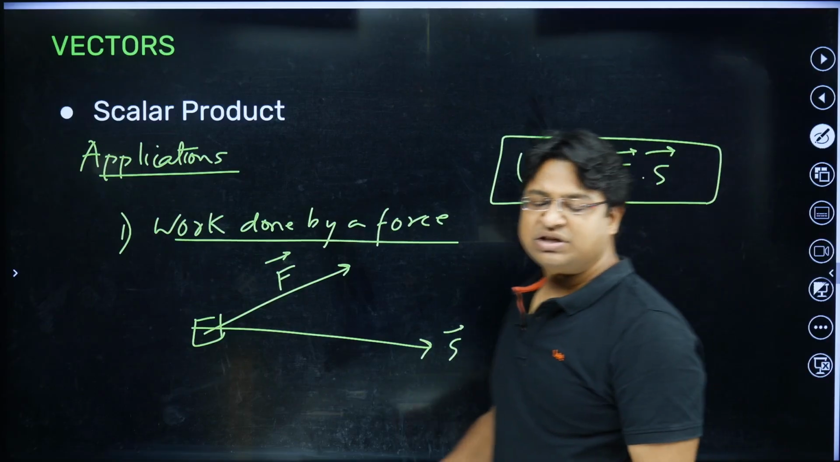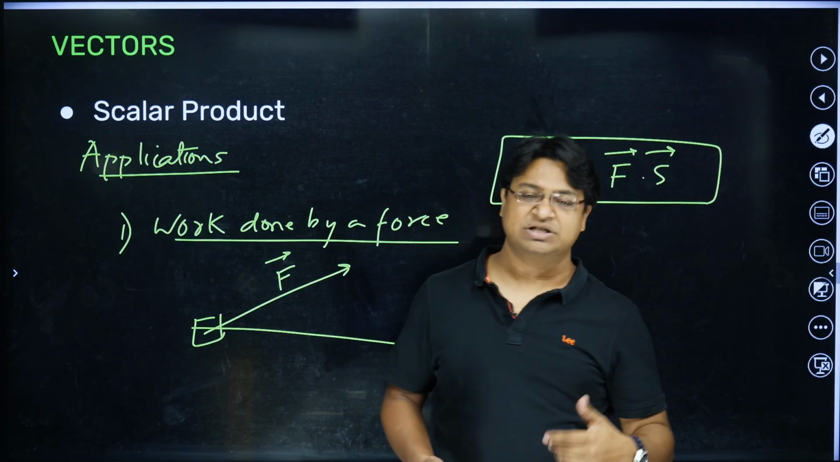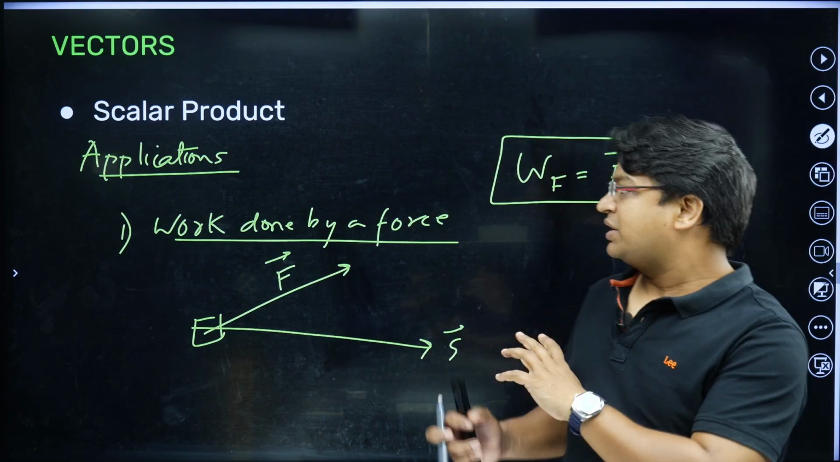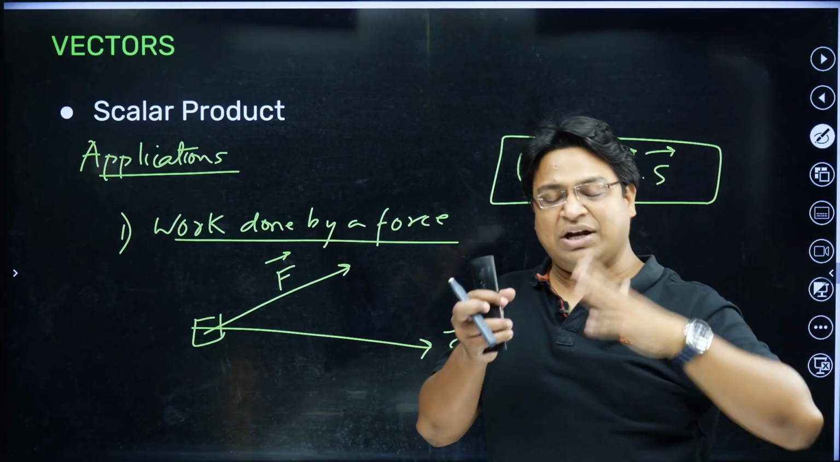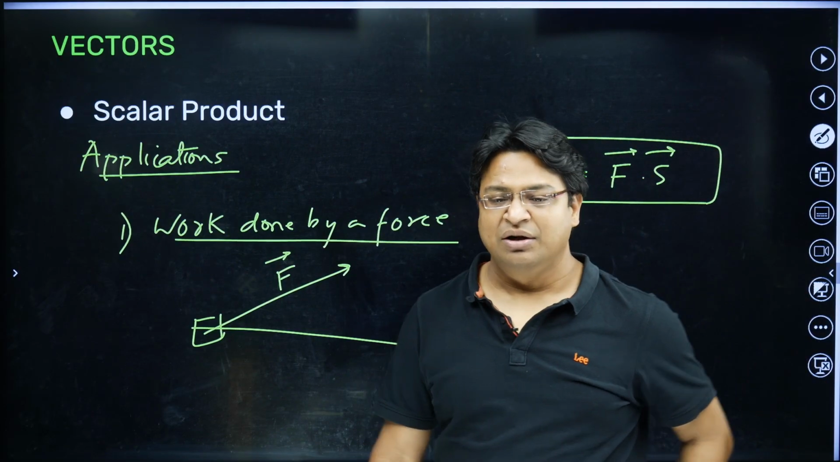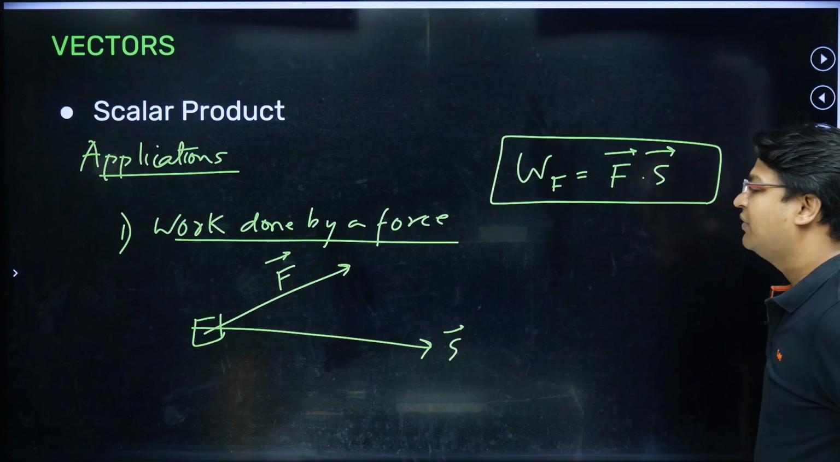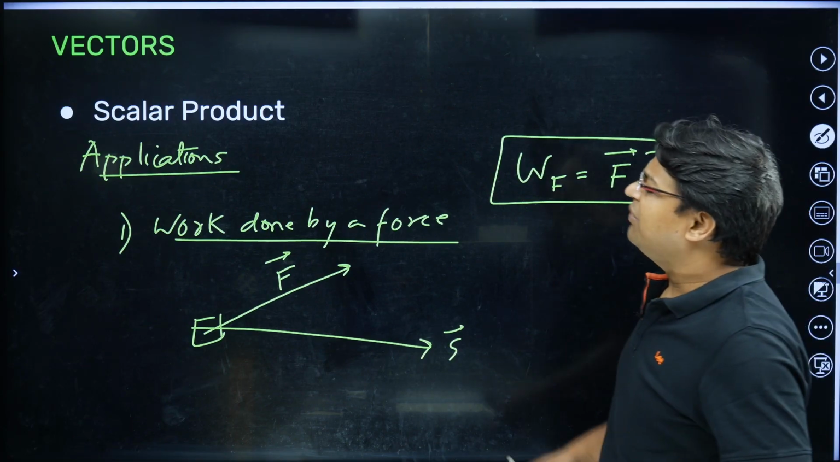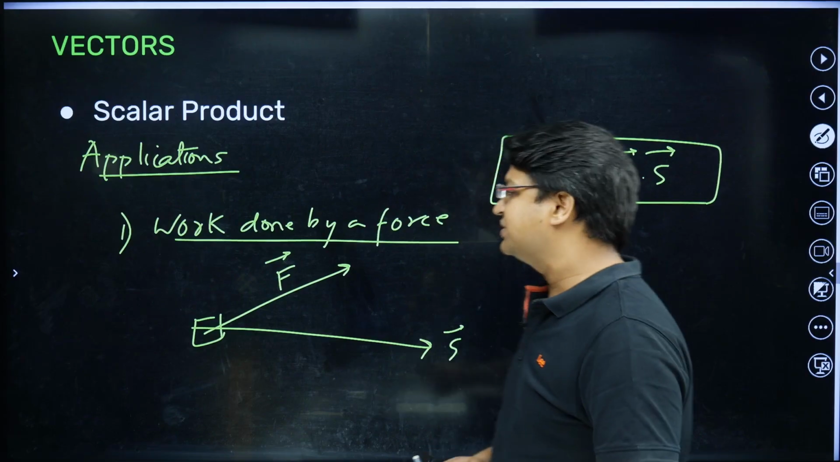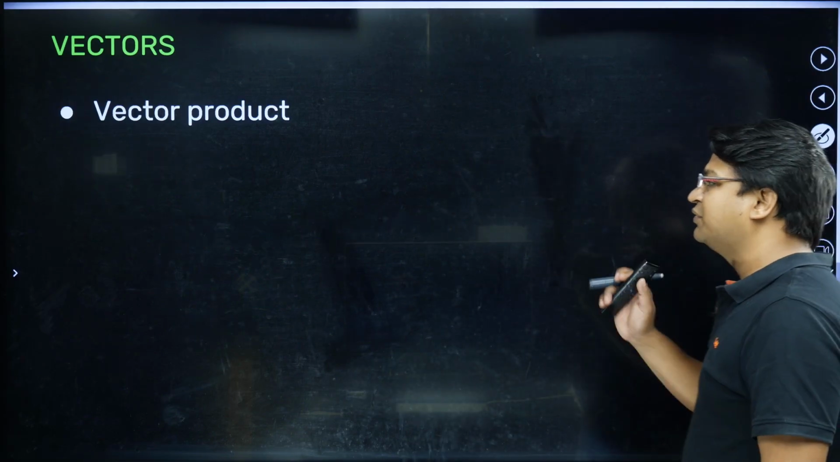Of course, we will study work in greater detail in the work energy power chapter. This is just the surface that I am showing you. There are a lot of things to be understood regarding work, but right now you can just remember that one of the major applications of dot product is to calculate work done by a force. There are many other applications, but right now we can be satisfied with this one. Okay, next we'll move to vector product.